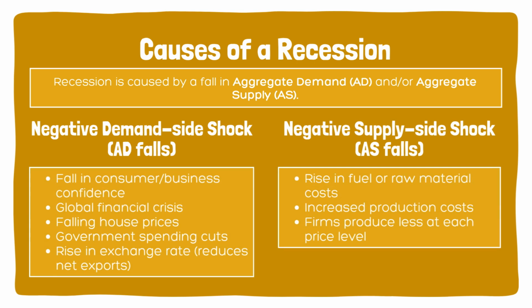Recessions may occur because of a decrease in aggregate demand or a decrease in aggregate supply. A fall in aggregate demand may occur if consumer spending and investment decline due to low confidence, financial crises, or falling house prices.